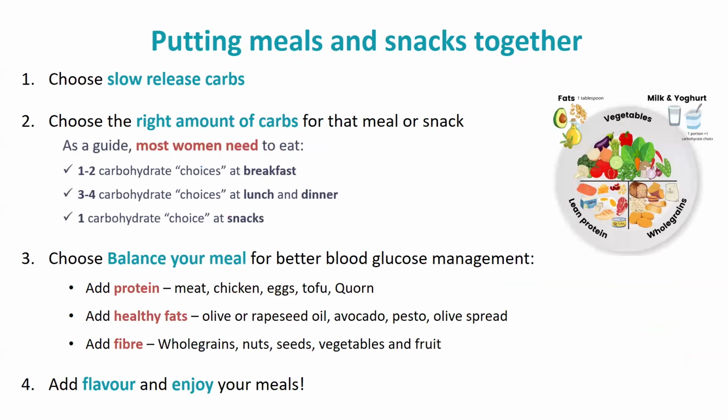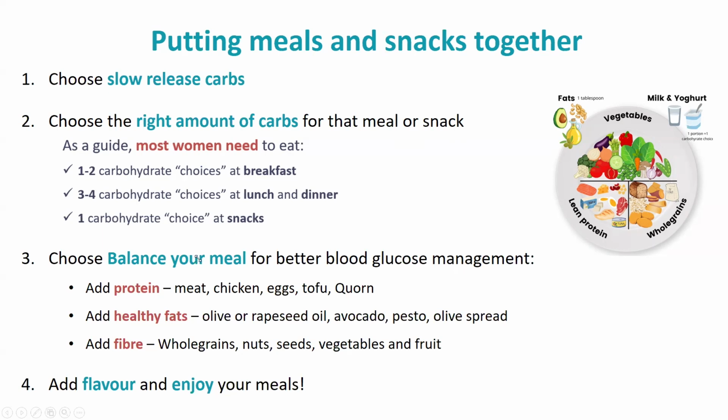Say for example, when you go to make your next meal, the first thing that we want you to think about is, am I choosing the slow releasing carbohydrates that are outlined on page 6 of my booklet? Once you've identified a slow releasing carbohydrate food that you're going to opt for, the next thing to think about is, am I choosing the right amount of carbohydrates for this meal or this snack? As a reminder, most women need to eat 1 or 2 carbohydrate choices at breakfast, 3 to 4 choices at lunch and dinner, and 1 carbohydrate choice at snack times.